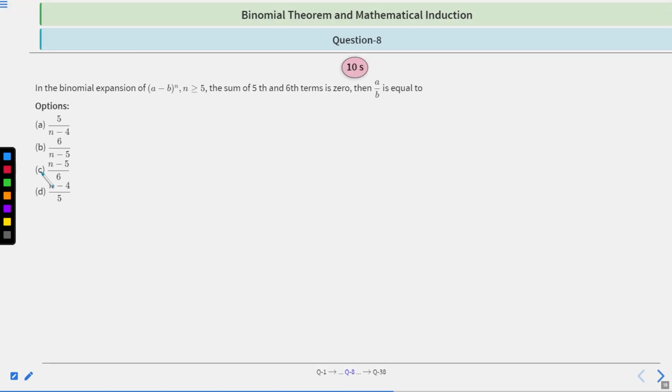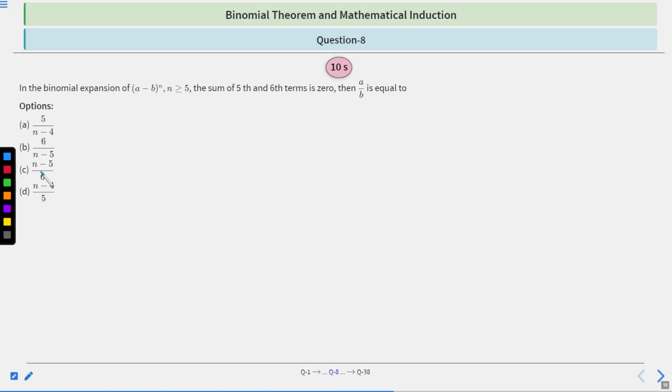Now let's move to the next question. Question number 8. In the binomial expansion of (a − b)^n, n ≥ 5, the sum of the fifth and sixth term is 0, then a/b is equal to. So you have 10 seconds to solve this question. After 10 seconds, we will discuss the solution.